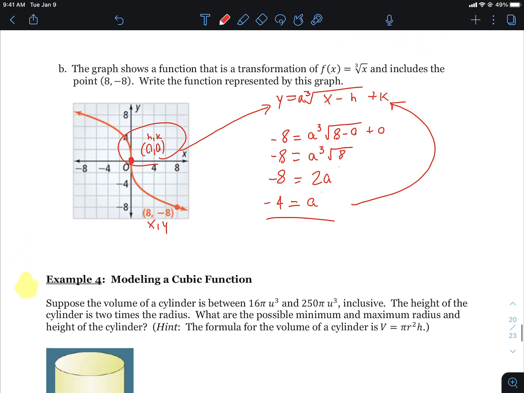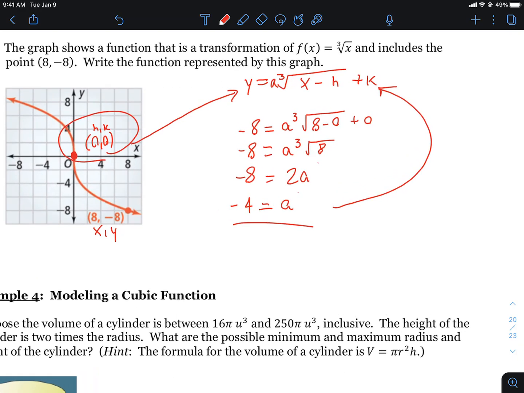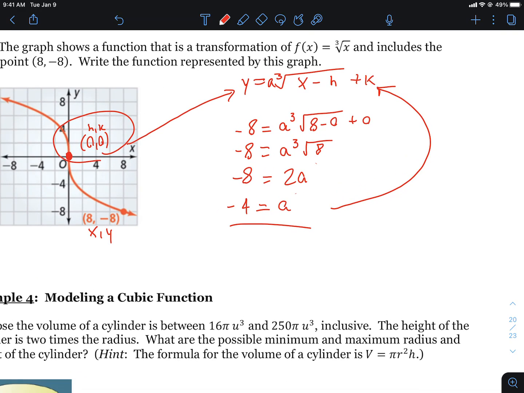Okay, sorry about that. My video got cut out, but in the end, we found that a was -4. So we're going to take the h and k and the a value, and then go ahead and make a function with that. We'll put -4 out in front of the cube root, and h was 0, so we don't need to write that, and then k was also 0. So this is actually going to be the final thing here, and that'll be it.